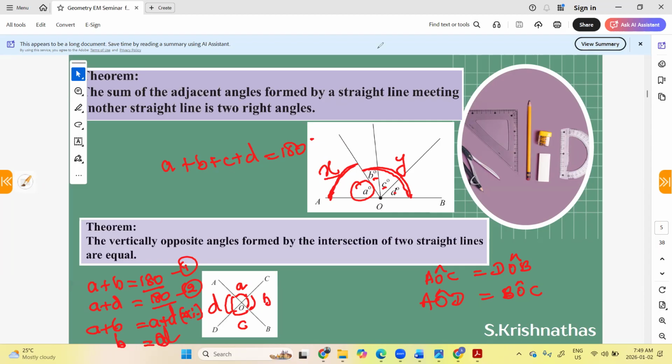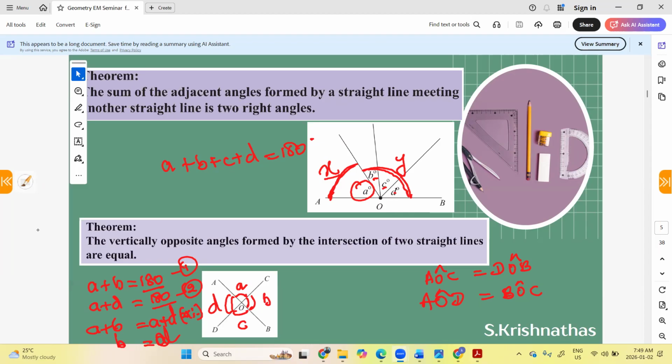Right? B is equal to D. Students, have you understood? What is the basic proof for this theorem? Vertically opposite angles are equal. Shall I explain one more time?